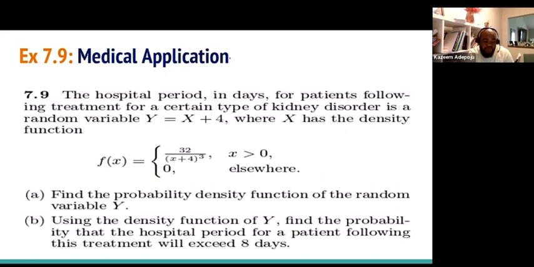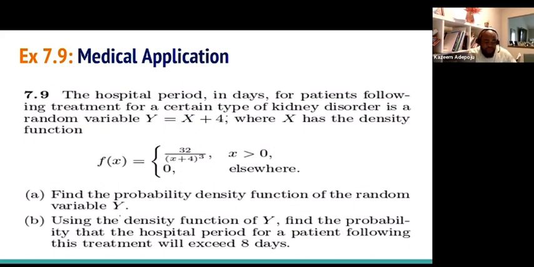This is a medical application. The hospital period in days for a patient following treatment for a certain type of kidney disorder is a random variable, where X has a density function. Find the probability distribution of y. You use the method of Jacobian transformation here.